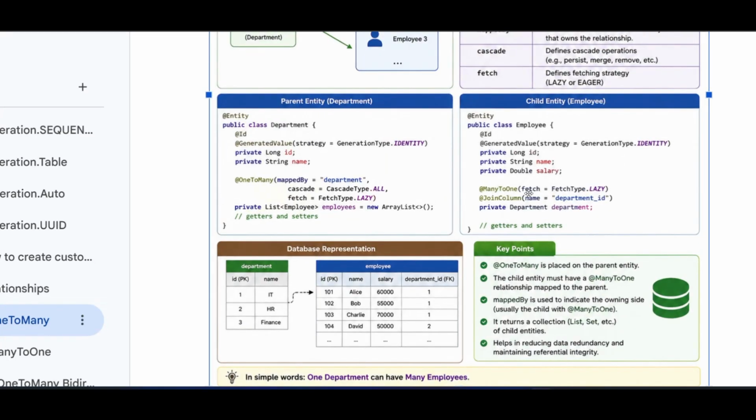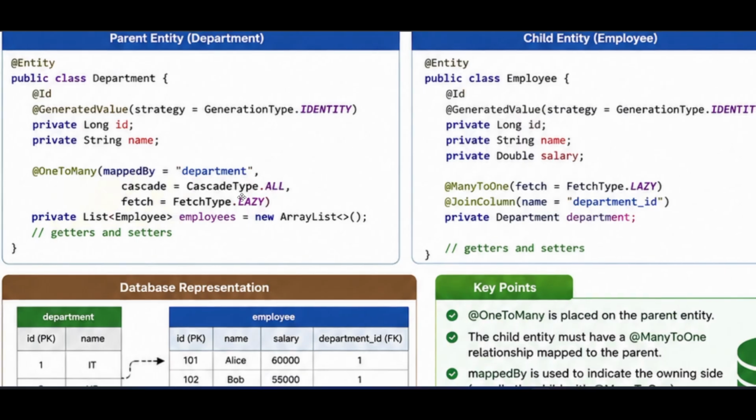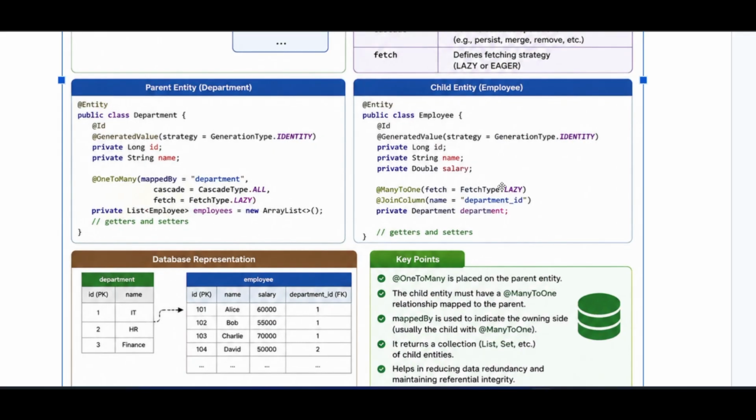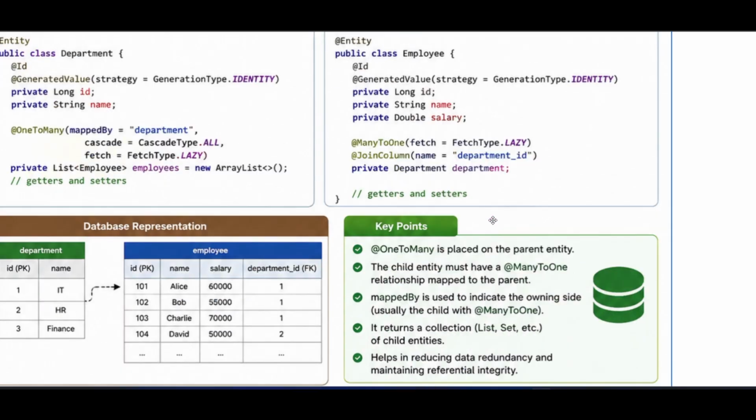At the @OneToMany and @ManyToOne, we have to use lazy. What is the default fetch type of OneToMany? It is lazy. Private Department department. Okay.